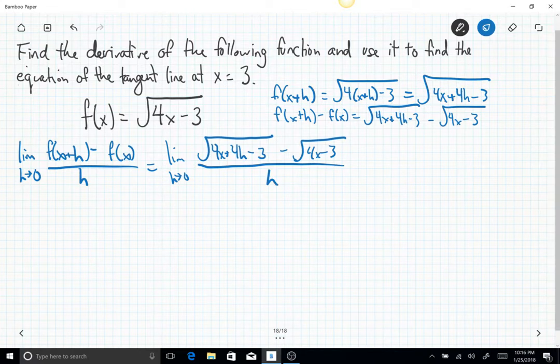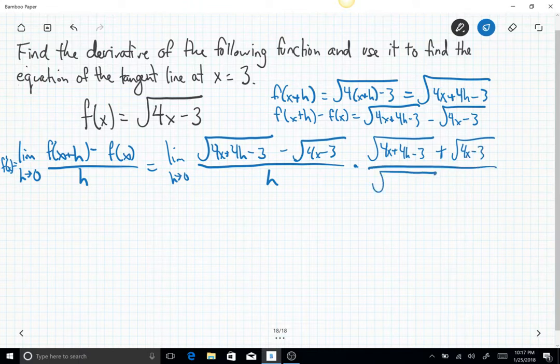Where the heck do we go from here? Well, this goes back to your limits. How good are you with limits? And by the way, all of this equals f prime of x. So for the limits, what we need to do in order to do this one is conjugate, because we have those two roots in there. So the square root of 4x plus 4h minus 3 plus the square root of 4x minus 3, all divided by the square root of 4x plus 4h minus 3 plus the square root of 4x minus 3.